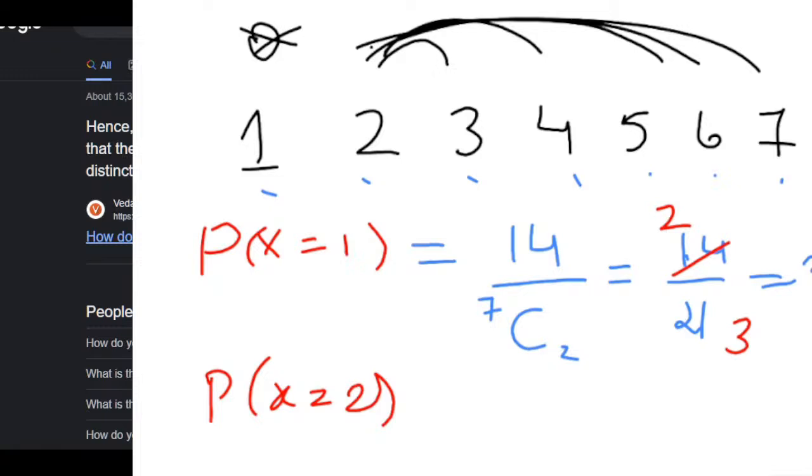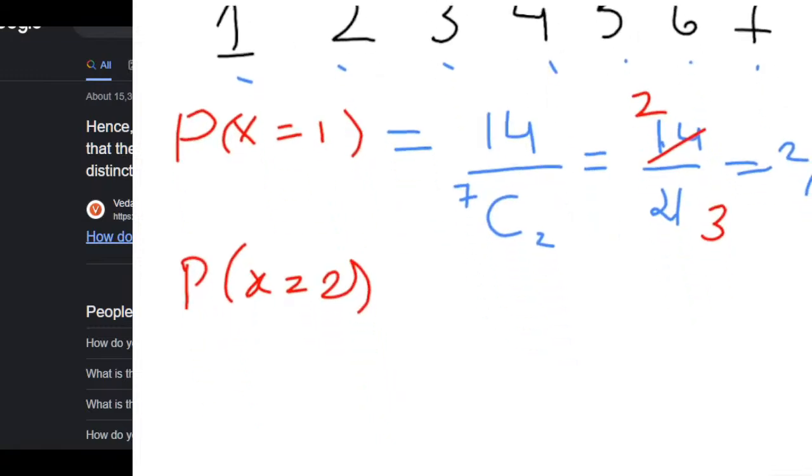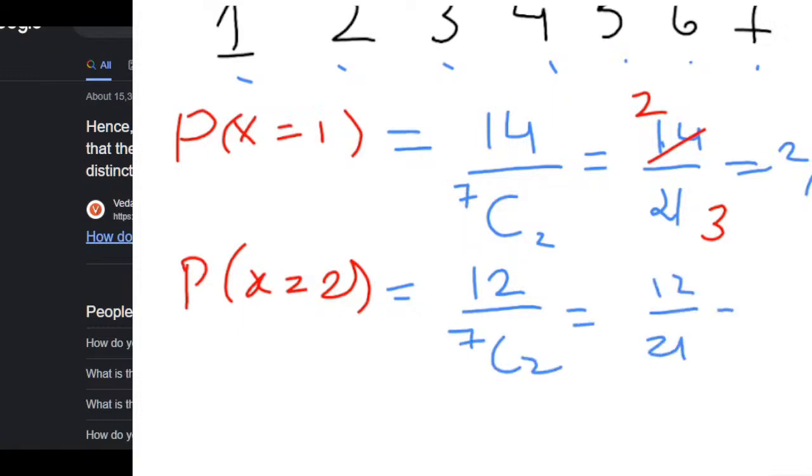Okay, so what is that? 1, 2, 3, 4, 5, 6. So 6 twos are 12, right? So I'll get 12 favorable outcomes divided by again 7C2, which is equal to 12 by 21. Then cancelling, I'll get 4 by 7.